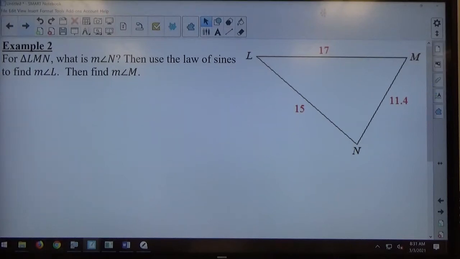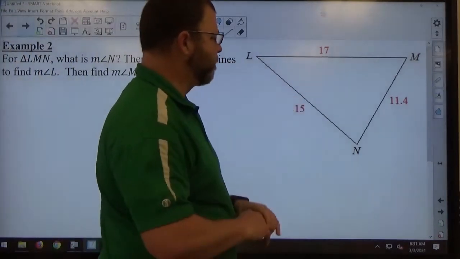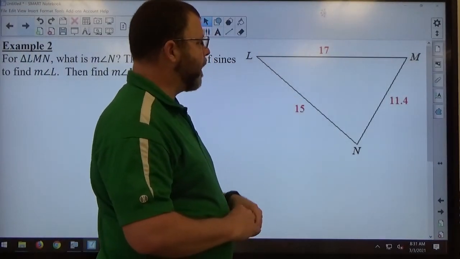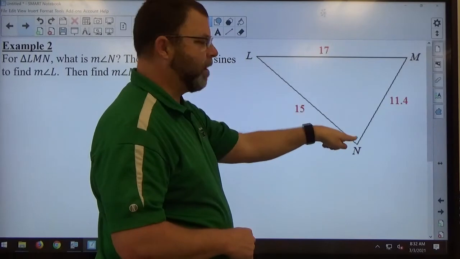All right, for example 2, it says for triangle LMN, what is measurement angle N? Then use law of sines to find measurement angle L, then find measurement angle M. So this time you notice we have side, side, side. And looking at the three sides, 17 is the biggest side, which means N is the biggest angle.